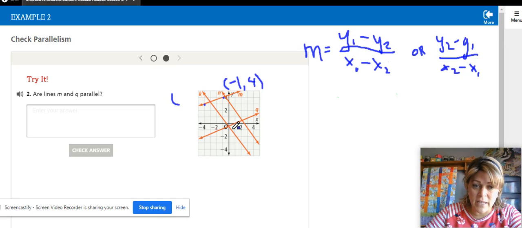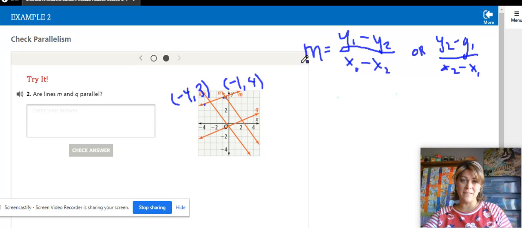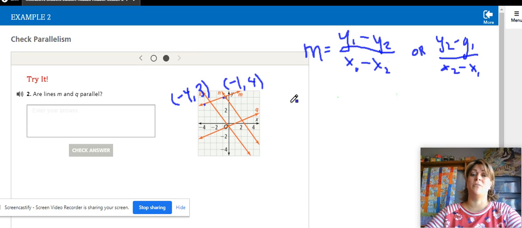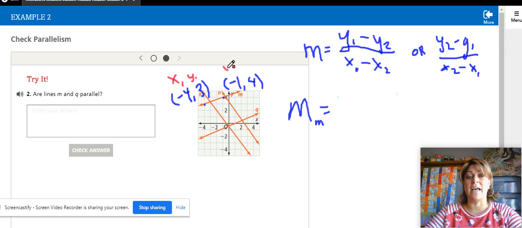And then this other point is -4, and then up 3. So I'm going to find the slope of line M. Since I'm talking about M, I'm going to write slope of line M with a small one equals. And I will take this as my first point, x1, y1, which would make this x2, y2.